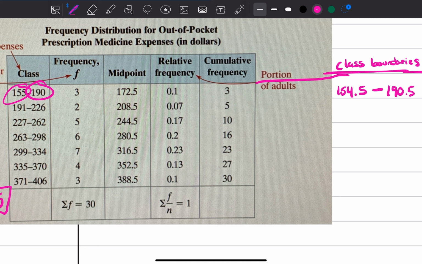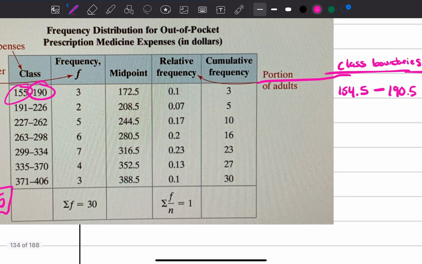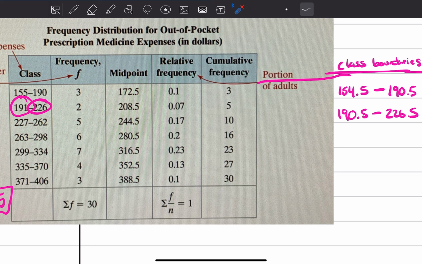And that is going to range to, now the 190, we're going to add 0.5, so 190.5. Now it may not seem like we have done anything yet, but let's do that same thing with the next class. You're going to get your lower one and subtract 0.5, so that'll be 190.5. And you're going to get your upper one and add 0.5. That'll be 226.5. Now if you notice, where the last class boundary ends, the next one begins. So now if we make a bar graph, they're going to be touching. And that's what we want. And you would keep doing that for the rest of the classes.